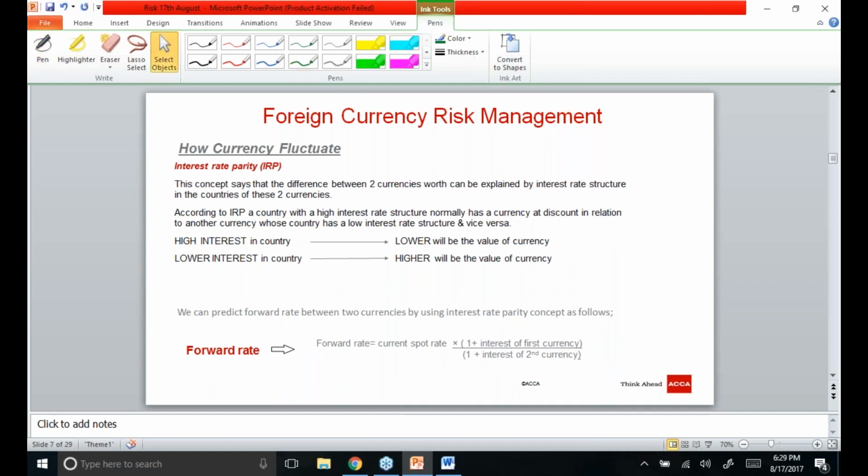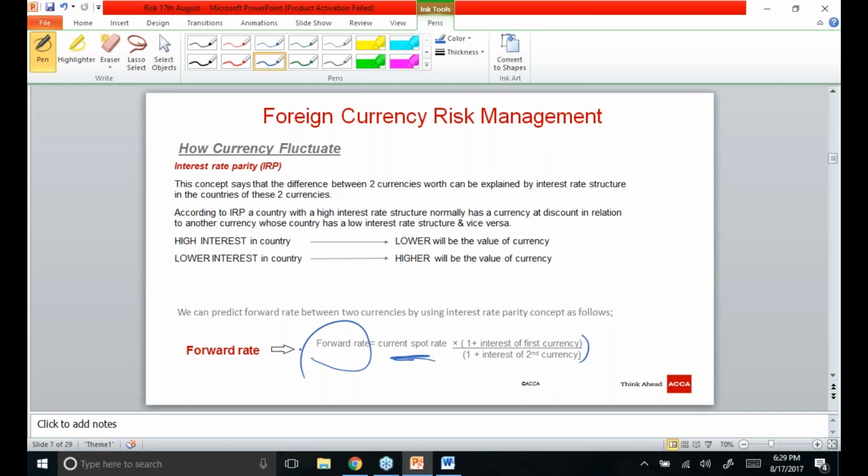Okay, the next is interest rate parity theory. In interest rate parity theory, if you are provided with the current spot rate and the interest rates of two currencies, you can calculate the forward rate. This is the same rate which can be locked by the bank for customers. Whatever the circumstance in the future, your transaction will be done at that forward rate.